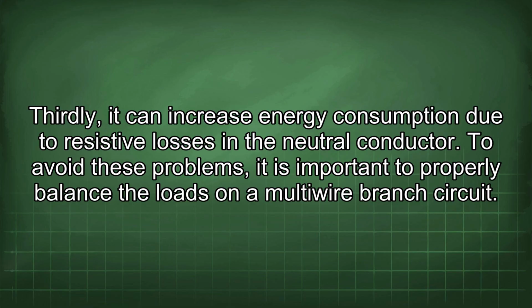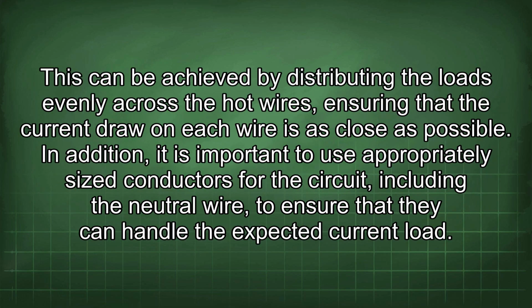To avoid these problems, it is important to properly balance the loads on a multi-wire branch circuit. This can be achieved by distributing the loads evenly across the hot wires, ensuring that the current draw on each wire is as close as possible. In addition, it is important to use appropriately sized conductors for the circuit, including the neutral wire, to ensure that they can handle the expected current load.